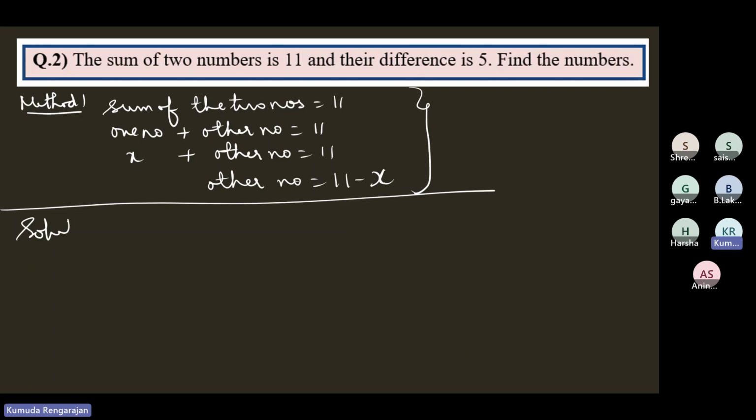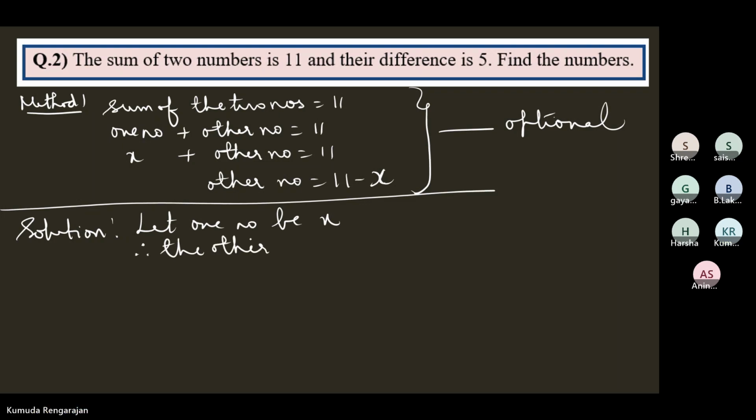See, so the solution, this is optional. So you can directly write, let one number be X. Therefore, the other number is equal to 11 minus X. Now, we have used this part of the question for assumption. That is, sum of the two numbers is 11. This information in the question we have used to assume the two numbers.